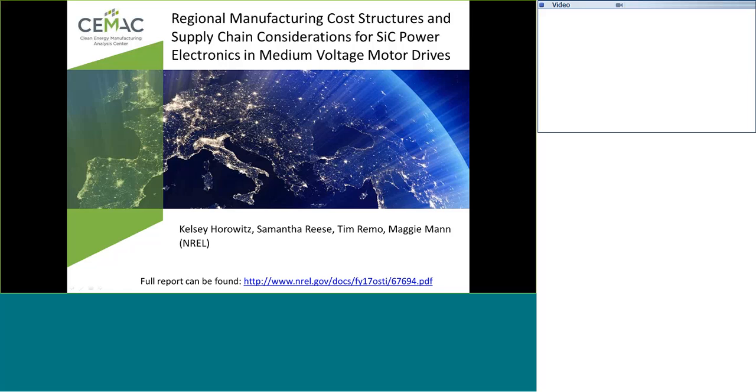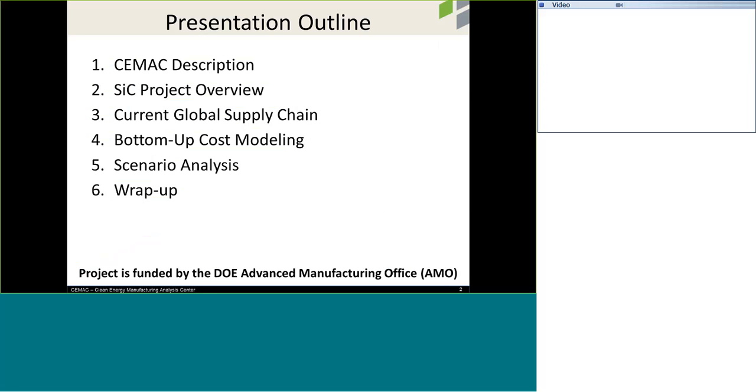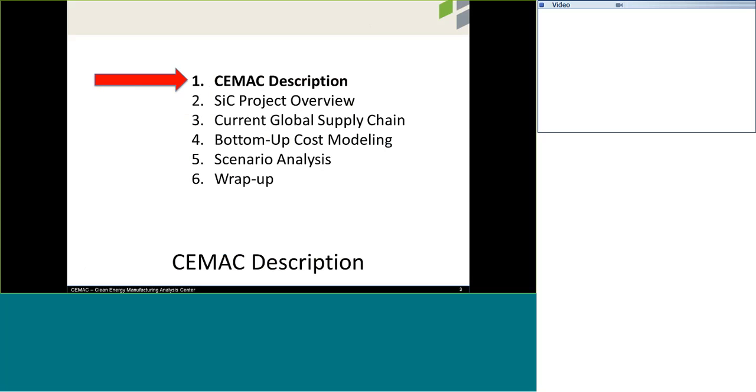For today's presentation, we're going to quickly run over a little bit more about CEMAC, although that was a pretty good overview of what it is, look at what this project entailed, and then really get into the meat of the project, which is the global supply chain analysis, and then the bottoms-up cost modeling, and that allows us to do some scenario analysis, and we'll run over a few of those scenarios, and then a quick wrap-up. But before we get started, we really want to thank the Department of Energy's Advanced Manufacturing Office for supporting this project. All right, so what is CEMAC?